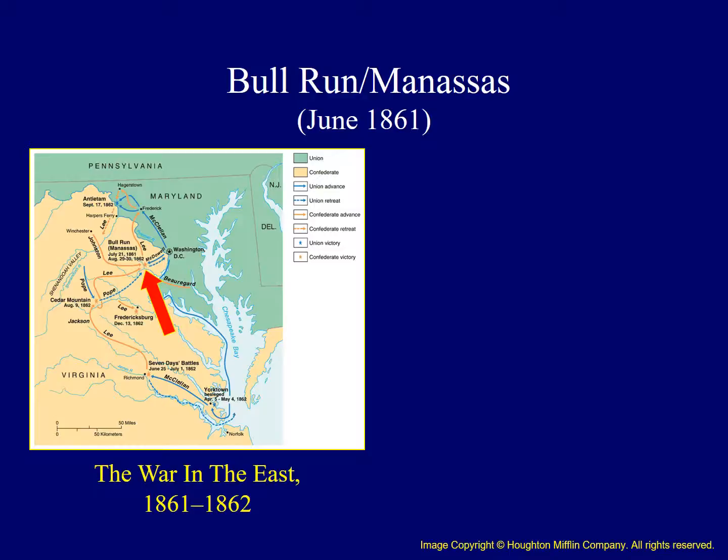Crowds of spectators gathered to watch this engagement, and initially Union troops gained ground. When Confederate reinforcements arrived, under the command of Thomas "Stonewall" Jackson, it turned into a rout as Union troops retreated in chaos.